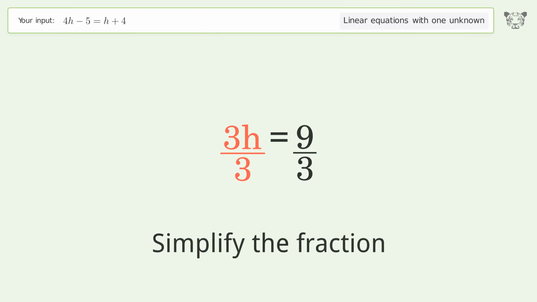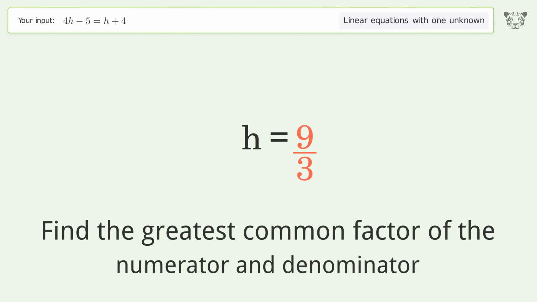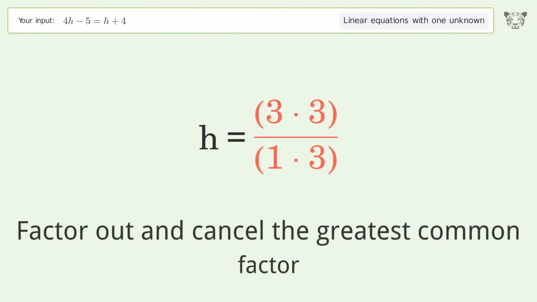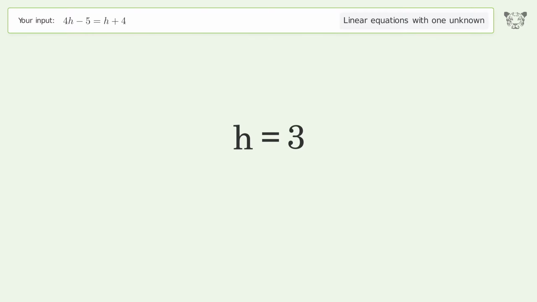Simplify the fraction. Find the greatest common factor of the numerator and denominator. Factor out and cancel the greatest common factor. And so the final result is h equals 3.